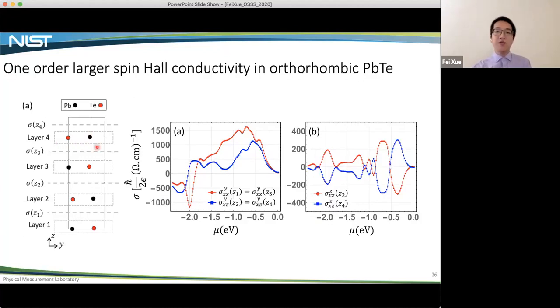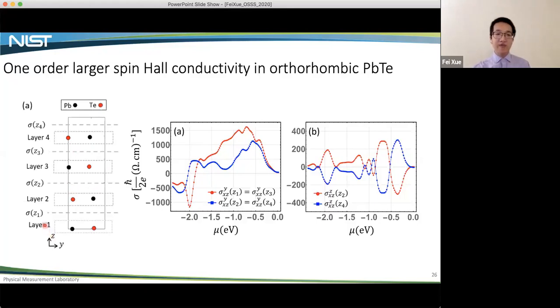So for example, we found this orthorhombic lead telluride semiconductor. The conventional form of this small bandgap material is not in this orthorhombic phase, it's in the rock salt phase. But this phase is still achievable in experiment by applying pressure. This phase allows us to have this staggered spin Hall effect. So as a proof of principle, we just show that as an example.